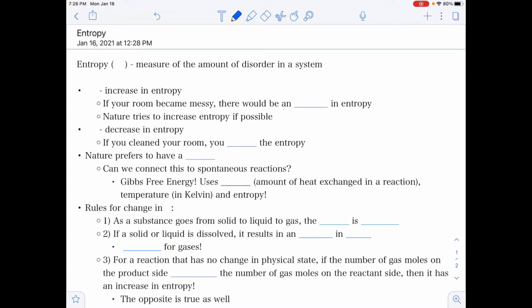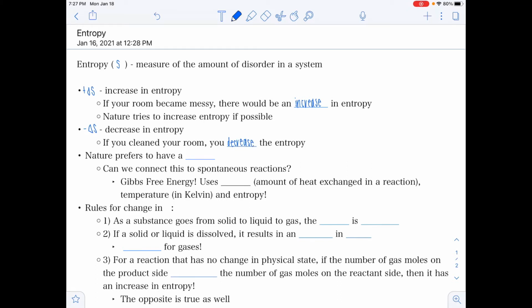Hi everyone, today we're going to be looking at entropy, which is denoted by the symbol S. It's the measure of the amount of disorder in a system, so a positive delta S would be an increase in entropy. So looking at a real-world example, if your room became messy, there would be an increase in entropy. So nature tries to increase entropy if possible. Now a negative delta S would be a decrease in entropy. So once again, looking at our real-world example, if you cleaned your room, you would have decreased the entropy.